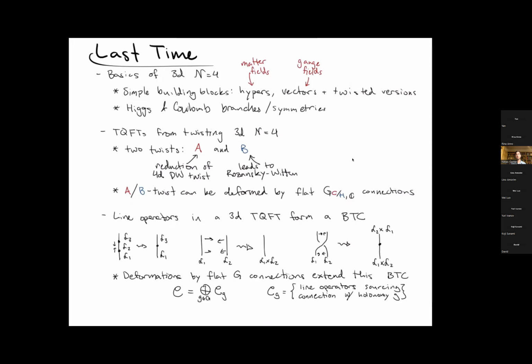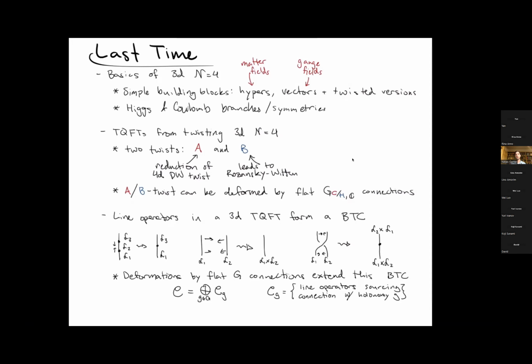The A and B twists admit interesting deformations by background flat connections for the symmetry groups I mentioned above. In particular, the A twist can be deformed by complexified flat connections for the Coulomb branch flavor symmetry group G_C. And similarly, the B twist can be deformed by flat complexified connections for the Higgs branch flavor symmetry group.